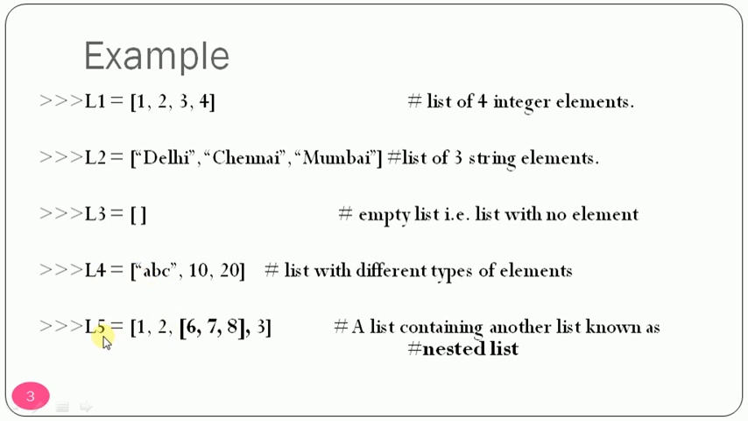Now L5, look at L5. There are two things coming here. One is the main list, and within that there is another list. So here you can see a nested list. First element is 1, second element is 2, third element is not 6, it is a list containing 6, 7 and 8, and the fourth element is 3. So here a list is coming inside another list. Such a list is called a nested list.